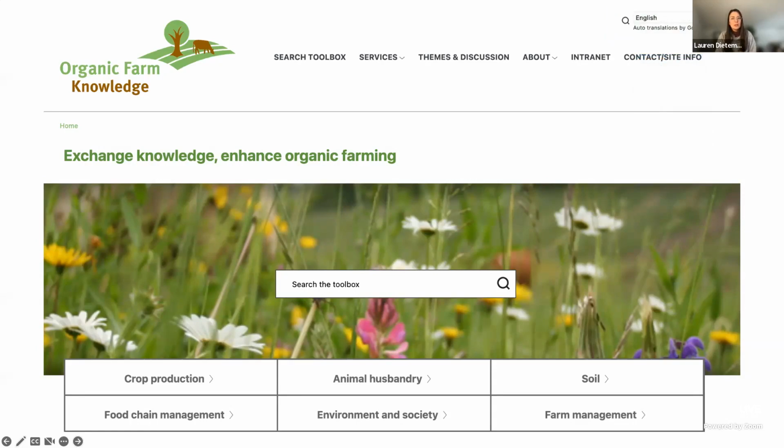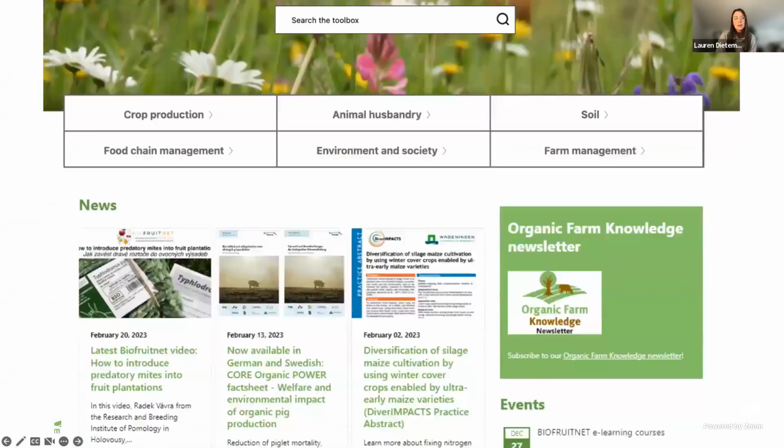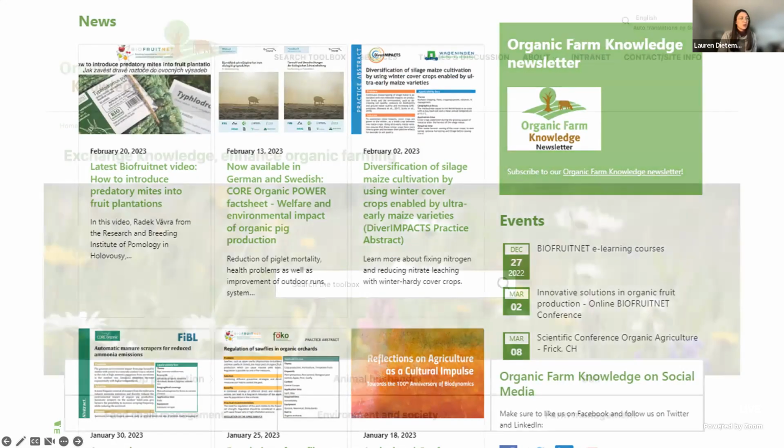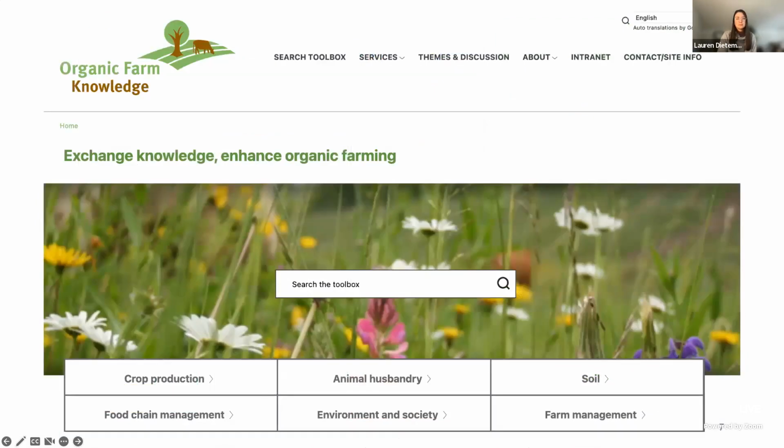The platform highlights all new tools and events as a news item on the homepage, as you see here, promoting them also on social media. The platforms we use are Facebook, Twitter, Instagram, and we always tag the projects and the partner institutions that are involved in the publications. We send out a monthly newsletter in English, highlighting new tools, upcoming events, and most popular tools in the last month. Feel free to follow us on social media and subscribe to our newsletter if you're interested.